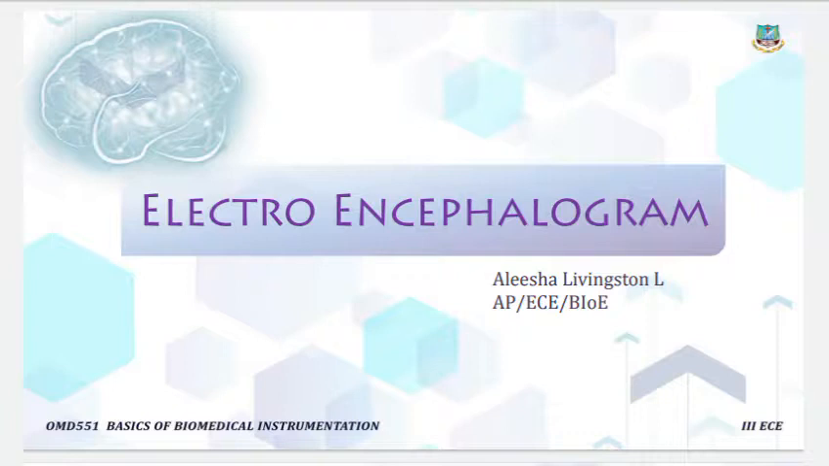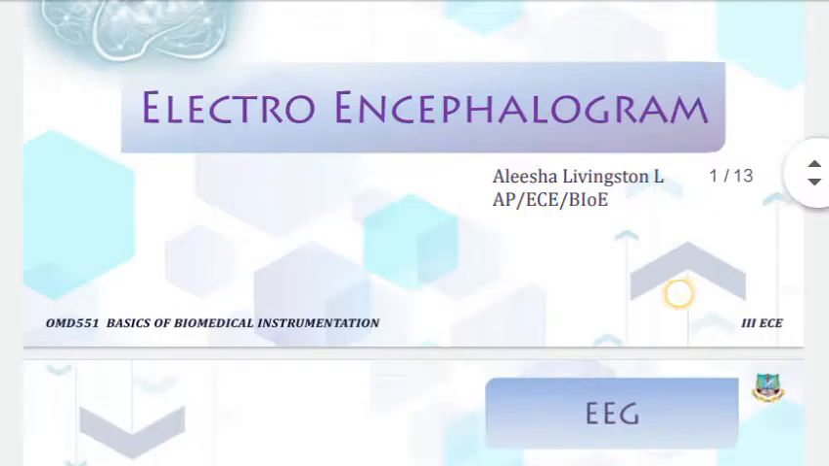In the last class we discussed the electrocardiogram, that is ECG or EKG. The other name of ECG is EKG. Today we are going to study the electroencephalogram, which is used to measure the activities of the brain. That is just measuring the brain signal.